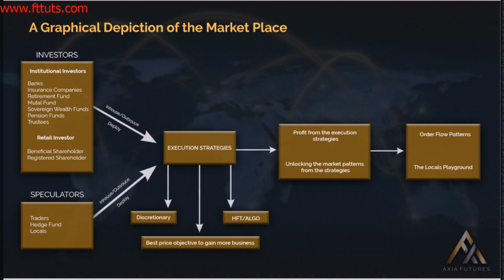And it's really important to divide the people who decide how this money is allocated around the world into investors and speculators on the left hand side of the slide. So really the decision of where to put your money starts with the larger time frame participants who shift large amounts of money, your institutional investors, such as your banks, your insurance companies, your retirement funds, your mutual funds, your sovereign wealth funds, pension funds, trustees.